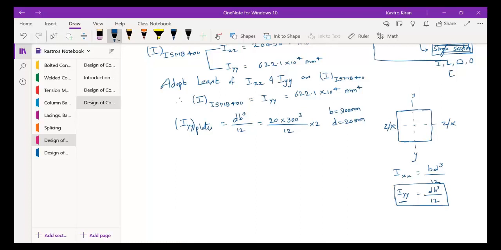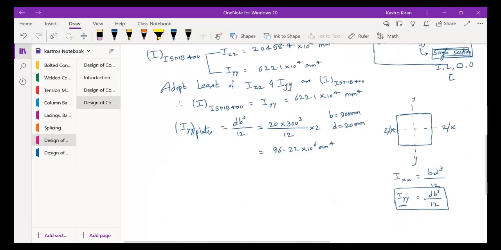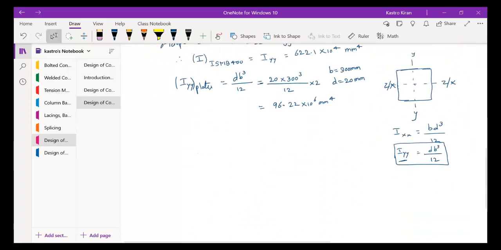Remember, 2 is for, we are using two plates. So therefore, the IYY value of two plates will be 96.22 into 10 power 6 mm power 4. So this is the moment of inertia of plates. Now you have IYY of ISMB 400. You also have I of plates. So that's how you can consider the value of I of built-up section.